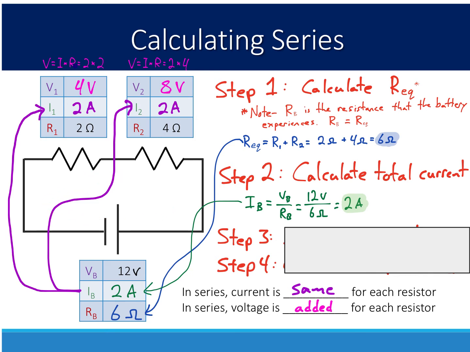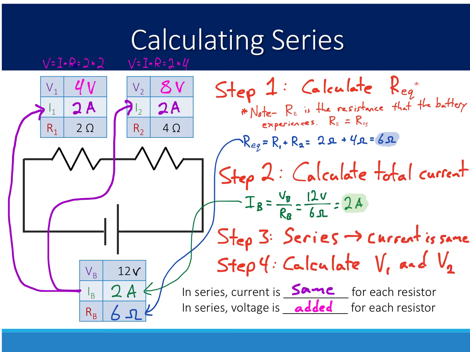Then I have to remember my rules. For series, the current stays the same across all resistors. So if there's 2 amps of current going across the first resistor, like you see here, that means there's going to have to be 2 amps of current in the other resistor that's connected in series. Series has the same current for each resistor. But the voltage in a series circuit is added up. So finding that voltage is my last step.